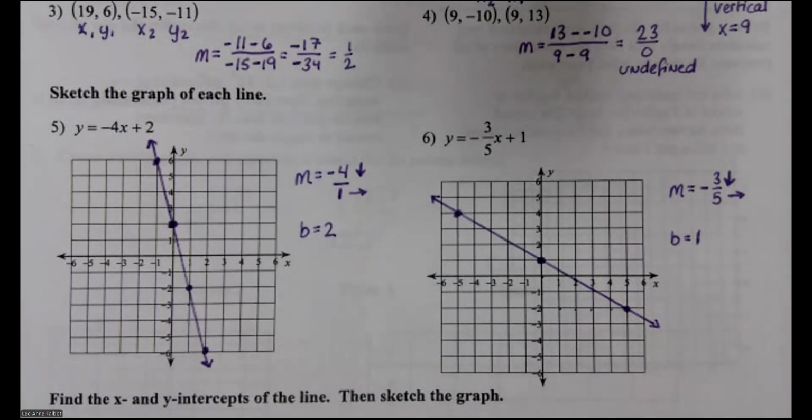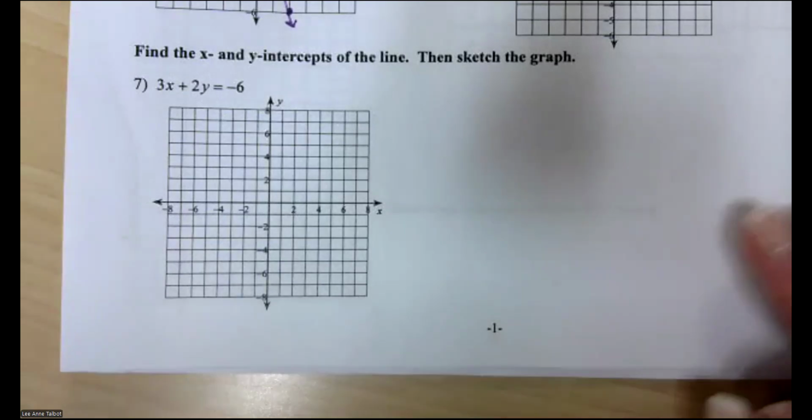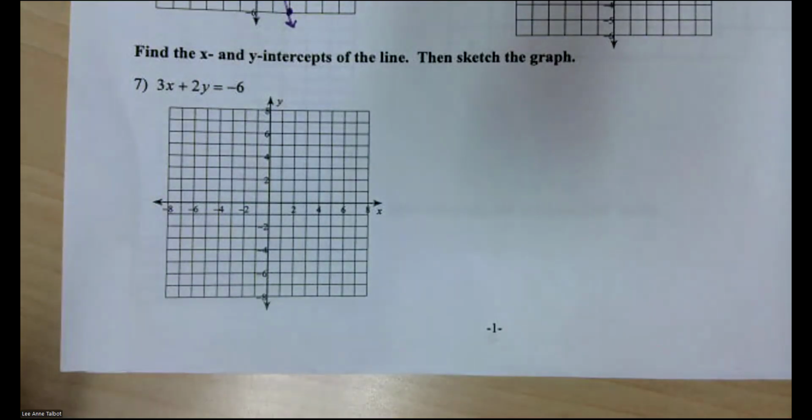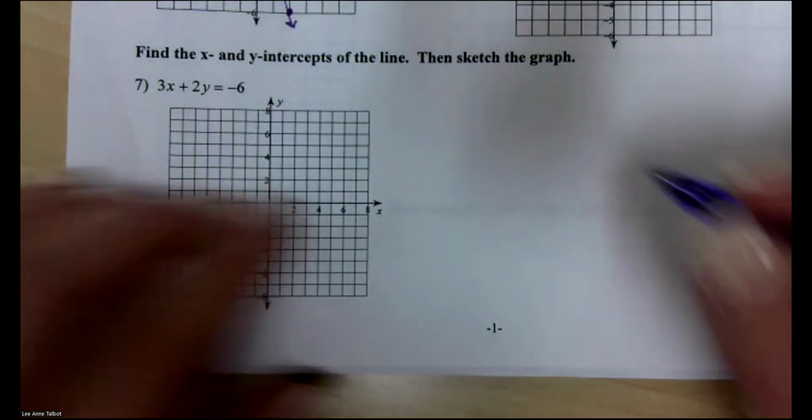Okay, now go down to 7. 7 is a topic that everyone forgets. Everybody forgets the thing, so it's really good that we have one on here for us to go over. This would be a great problem for your note card. Find the x and y intercepts, then sketch the graph.